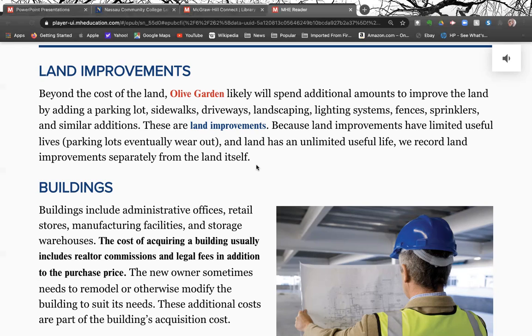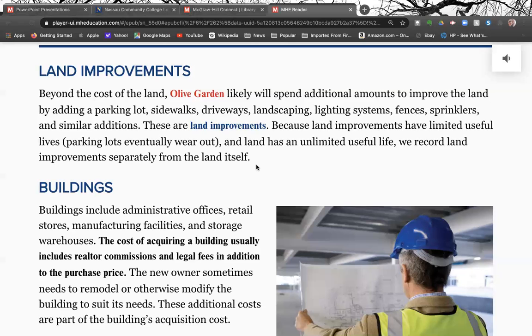Now, what's the difference between land and a land improvement? Well, a land improvement is something that you would do to the land. For example, a parking lot, sidewalks, driveways, landscaping, lighting, fences, sprinklers. These things will wear out over time. These things have a defined lifespan. So we record land improvements separate from the land.